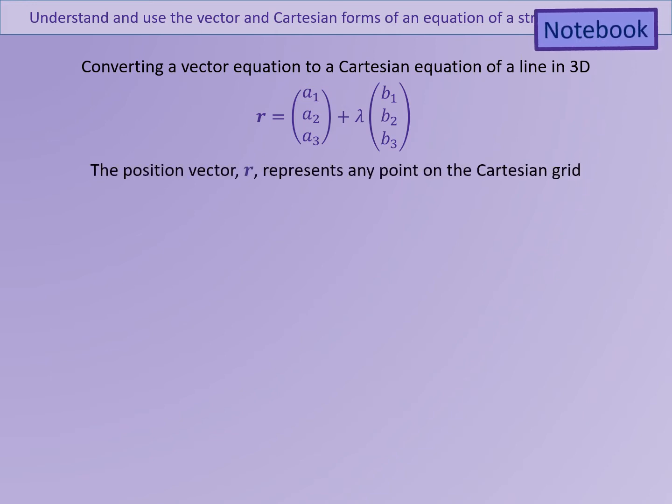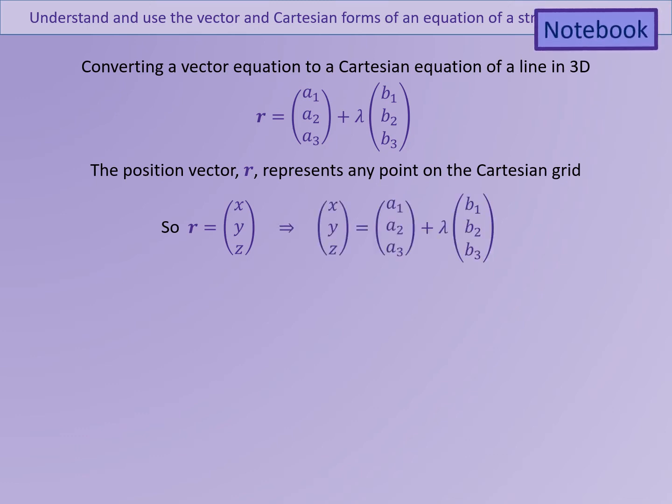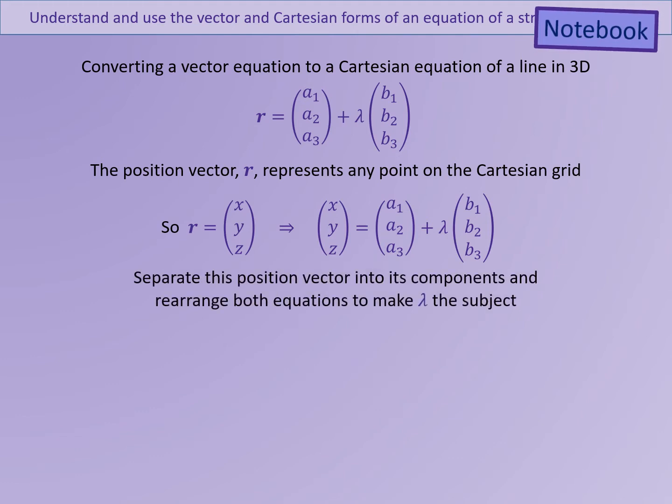Because the position vector r here represents any point on the Cartesian grid, in 3 dimensions, r is x, y, z. We can therefore write the equation as x, y, z equals a1, a2, a3 plus lambda b1, b2, b3. In a similar way that we did with the 2-dimensional case, we can separate this into its components. So the x component will be x equals a1 plus lambda b1. This rearranges to give us lambda equals x minus a1 over b1.